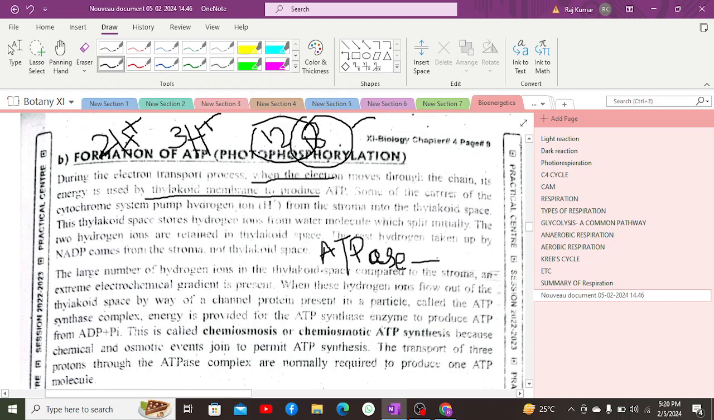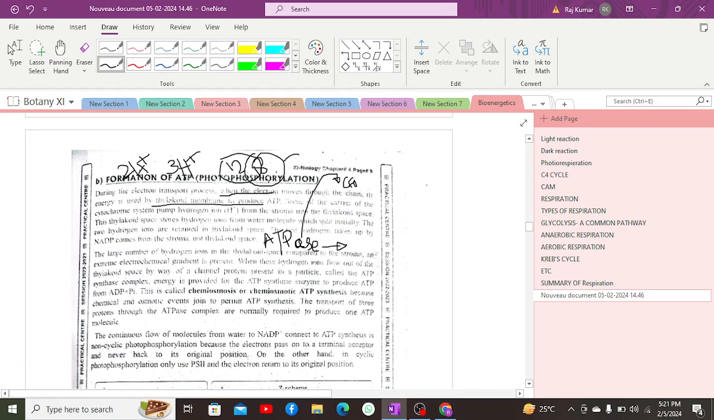The protomotive force will give energy to the ATPase complex, and utilizing that force, the ATPase complex will now become activated. Just as we have the F naught F1 particle in mitochondria, we have CF naught CF1 particles over here, and CF naught and CF1 have a similar structure to the ATPase complex present in mitochondria.